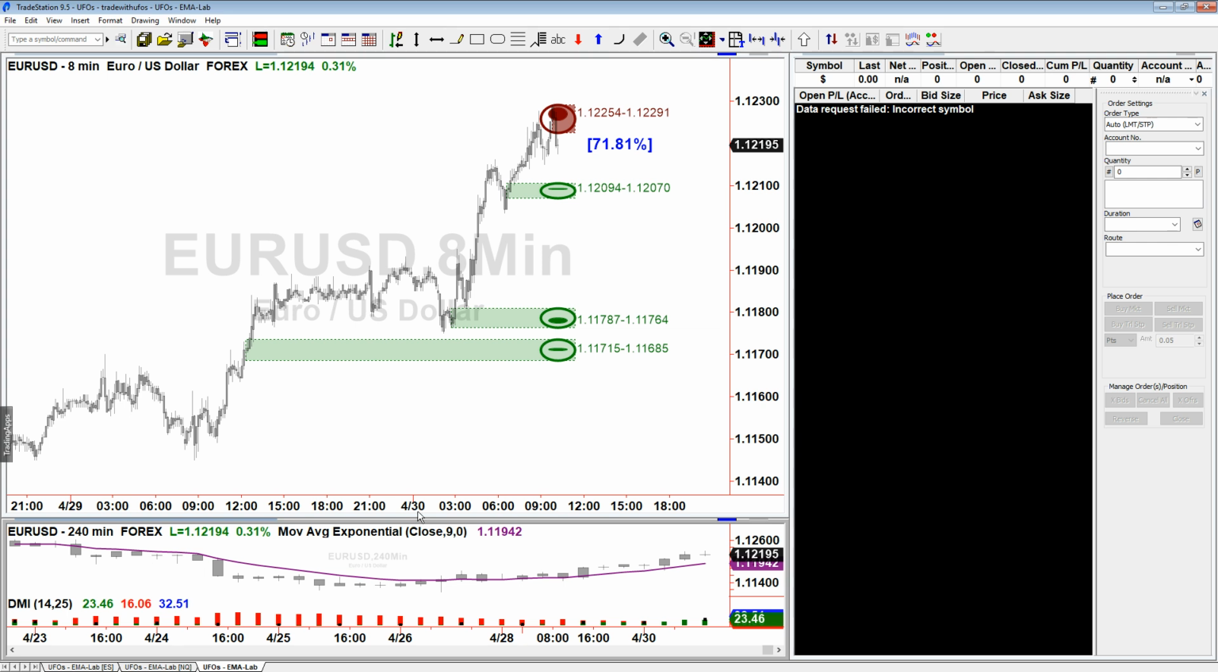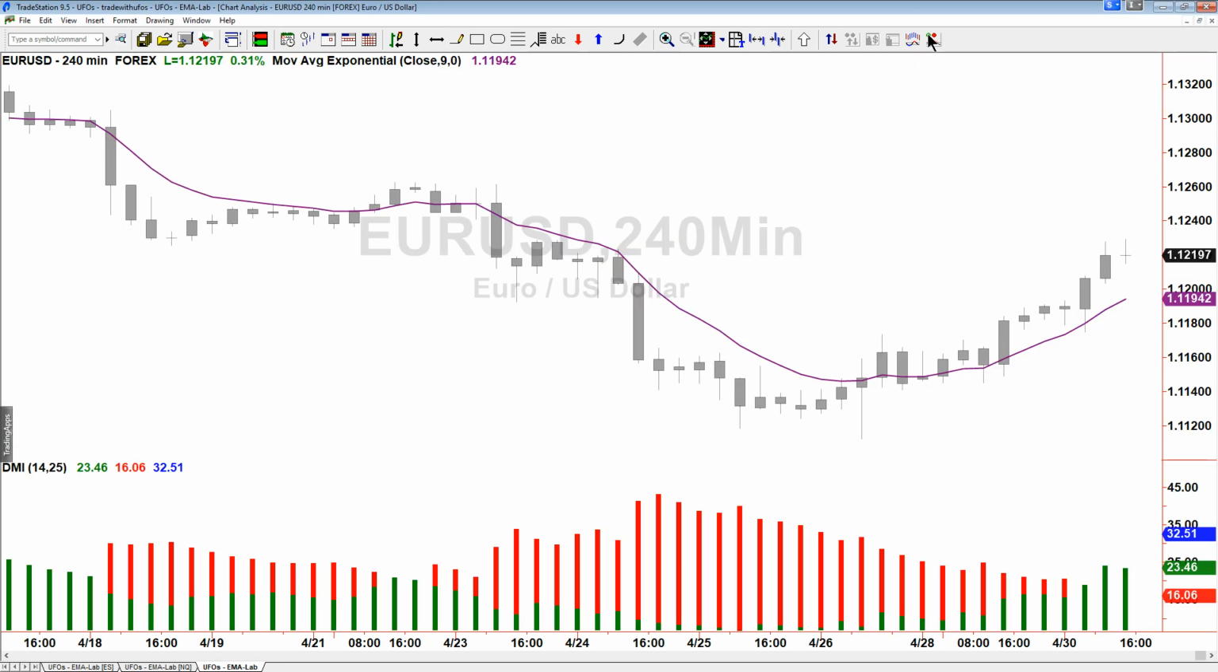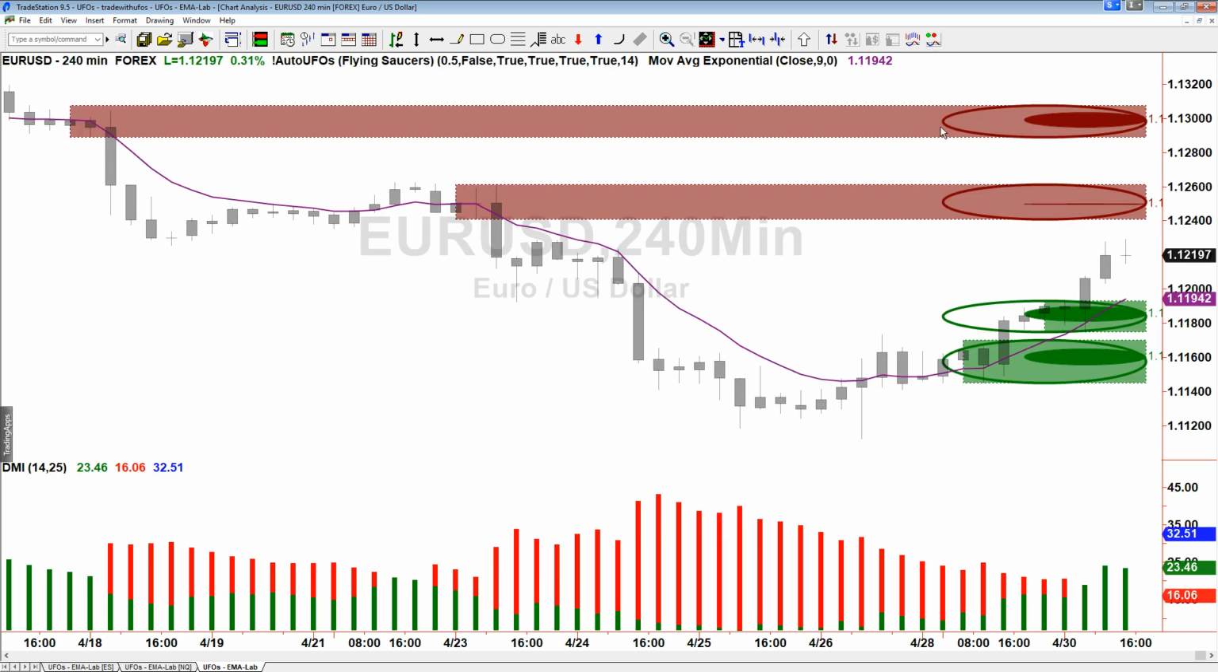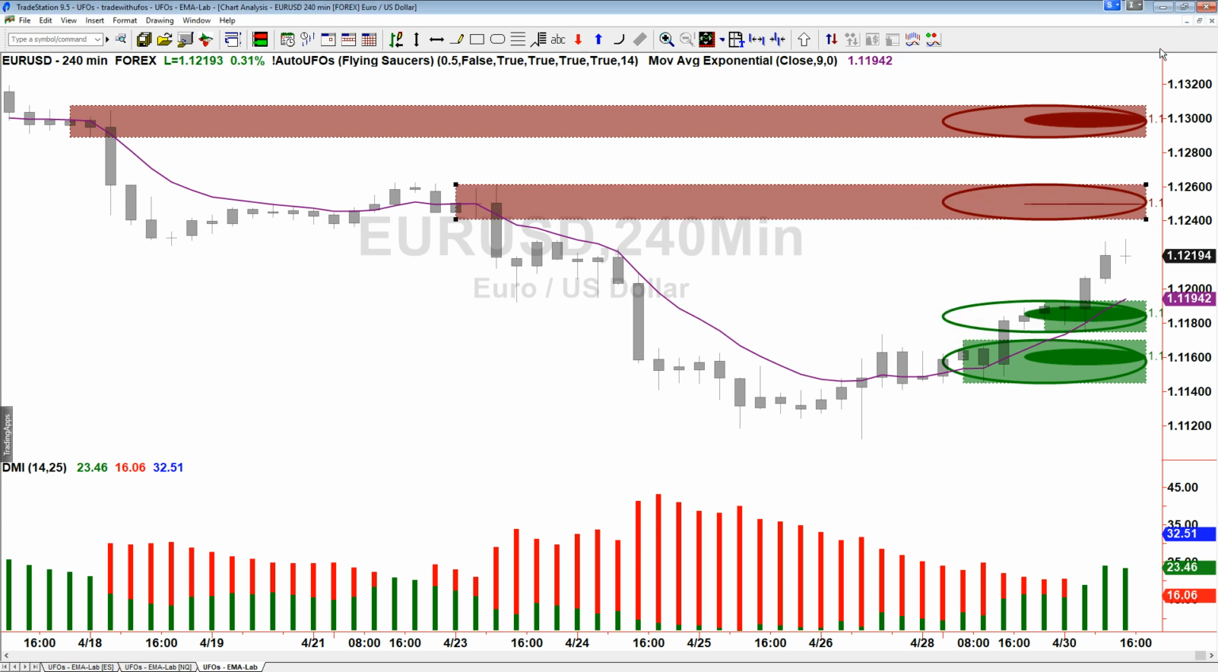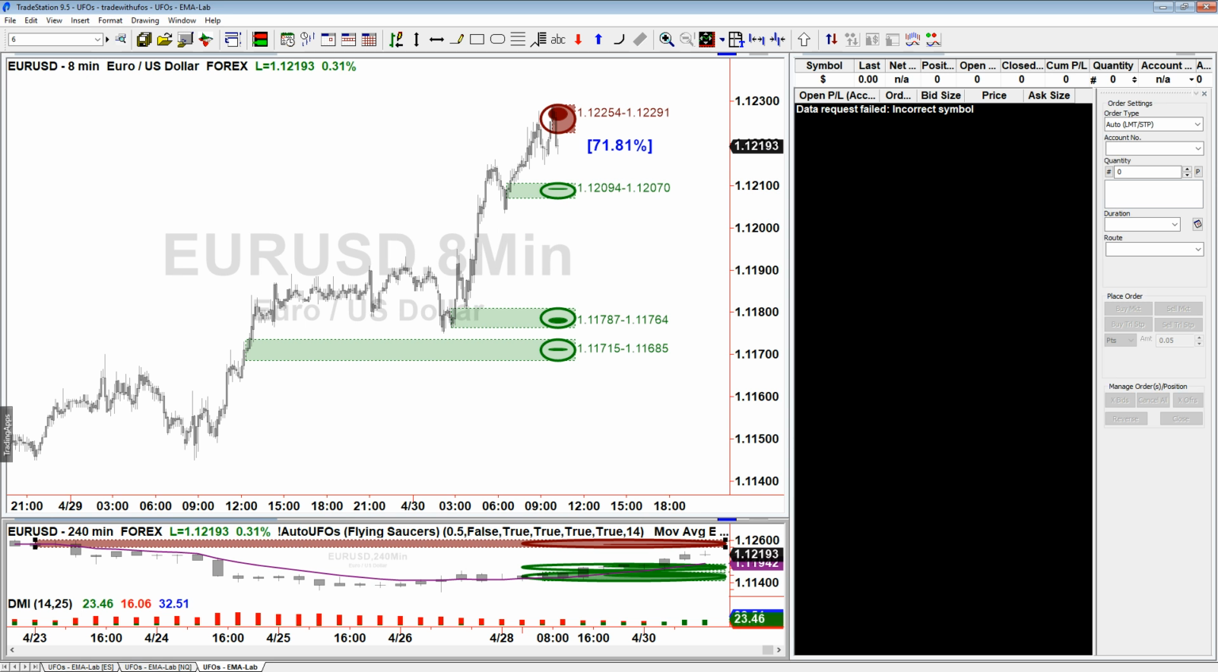Okay, so 200-minute time frame for target purposes with the euro, because the trend is strong. So activating AutoUFOs, and this tells me that my target should be 112.41. Okay, that's what my target should be. 112.41.